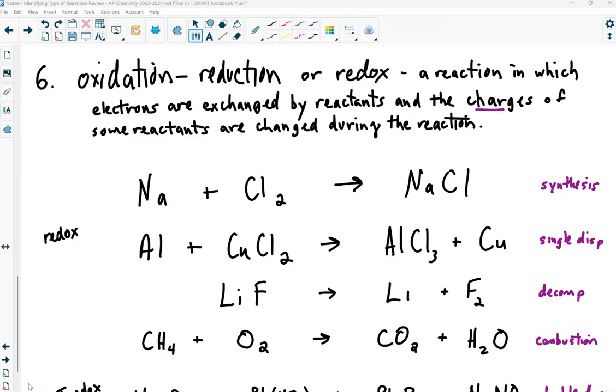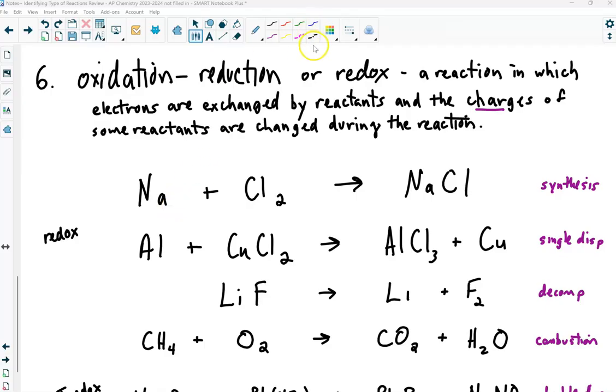reaction. Now, we're going to learn more about this later, but for now we just want to be able to recognize it. So if you have a synthesis reaction, a single displacement, a decomposition, or a combustion reaction, then those would be considered redox reactions. But we'll at least look at this first one here.